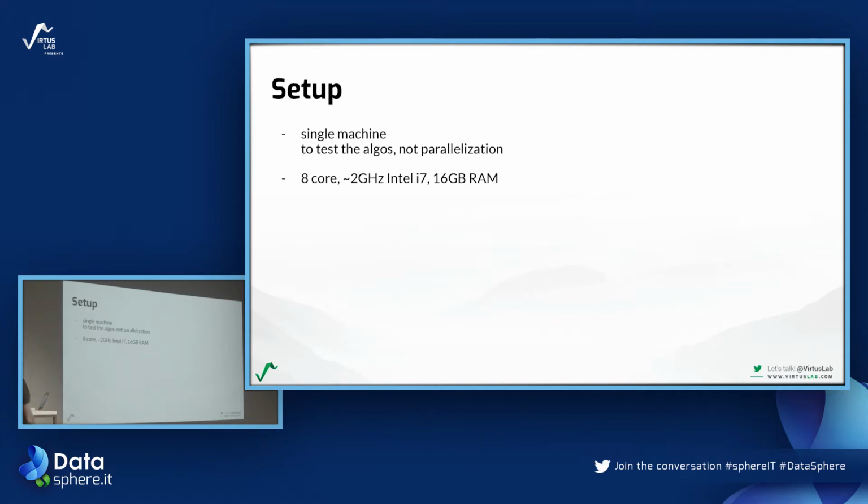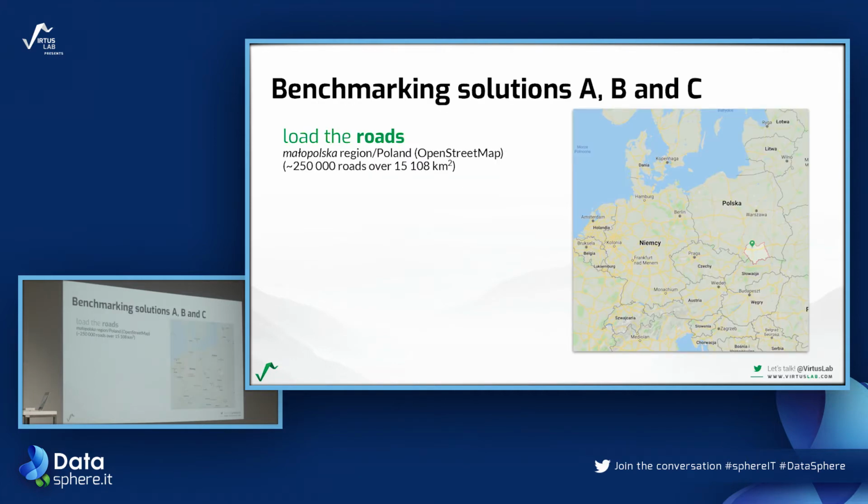Okay, so I wanted to test the algorithms, not the distribution and big data stuff. So this was just done on a single machine, just a laptop like this one. As the data set, I used OpenStreetMap, which, by the way, has this great functionality that you can download the roads for any region. I'm not sure about everywhere in the world, but definitely in Poland and the whole of Europe. So I did that. There are about 250,000 roads in the Malopolska region, which has an area of 15,000 square kilometers. So it's not a huge region, as you can see for comparison on the map.